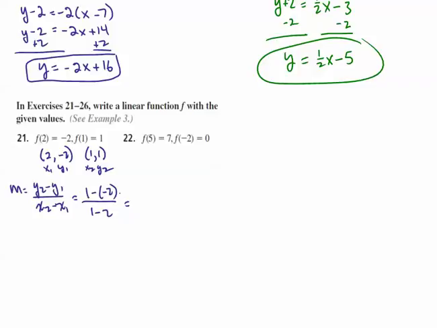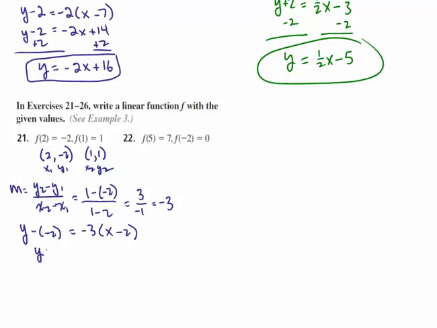1 minus negative 2 is 1 plus 2, which is 3. 1 minus 2 is negative 1, so we end up with a slope of negative 3. Plugging in the first point, y minus negative 2 is equal to negative 3 times x minus 2. So we have used the point positive 2 for x, negative 2 for y.